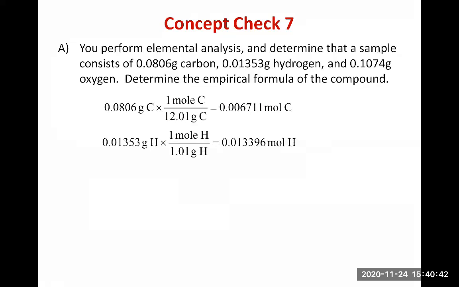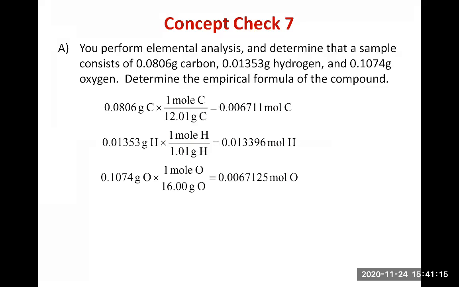So finally, the mass of oxygen, 0.1074 grams of oxygen. Again, multiplied by 1 mole of oxygen divided by 16.00 grams of oxygen, because that's the molar mass of oxygen. We put the grams on the bottom so we can cancel units of grams of oxygen. And we get this answer, 0.0067125 moles of oxygen. So we have our moles.